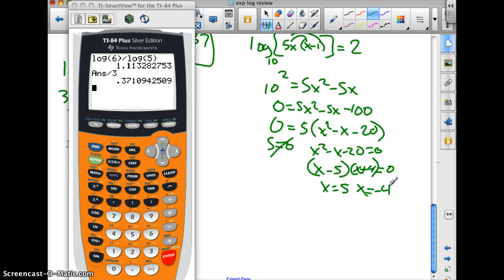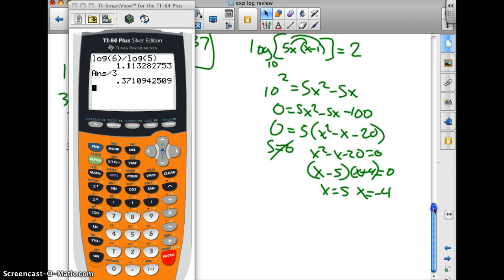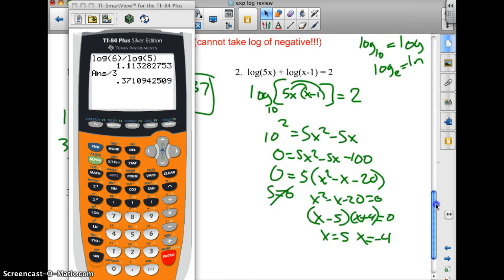All right, the last thing I need to do is make sure I'm not taking the log of a negative number. If you can see here, if I put 5 in for x, I am doing the log of 25. That's okay. And the log of 4, and that's fine too. The issue arises if I try and use this -4 here. 5 times -4 is like -20. I can't take the log of -20. That -4 is an extraneous solution. My answer is just 5.